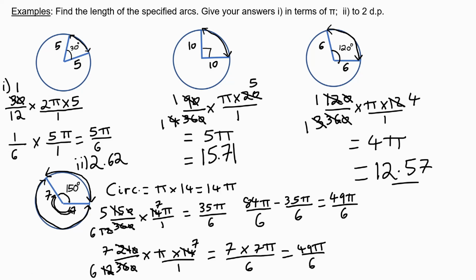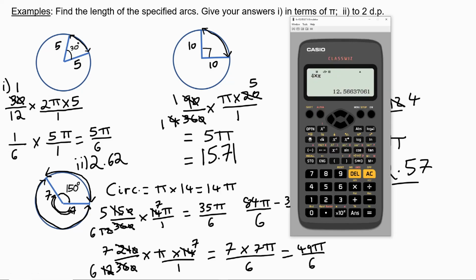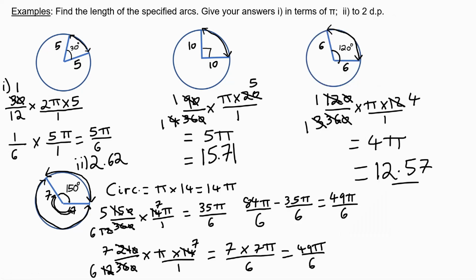And obviously to 2 decimal places, I could just put this into my calculator. So 49 times pi over 6 equals, and I get 25.66 centimeters.